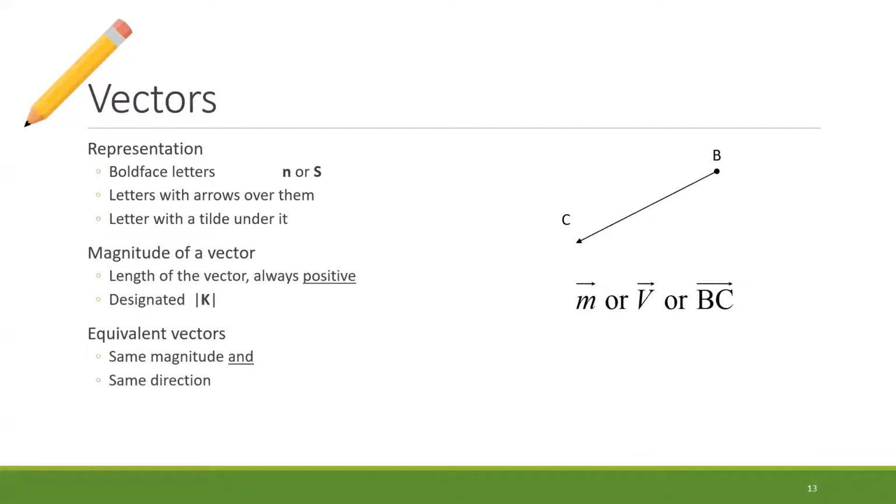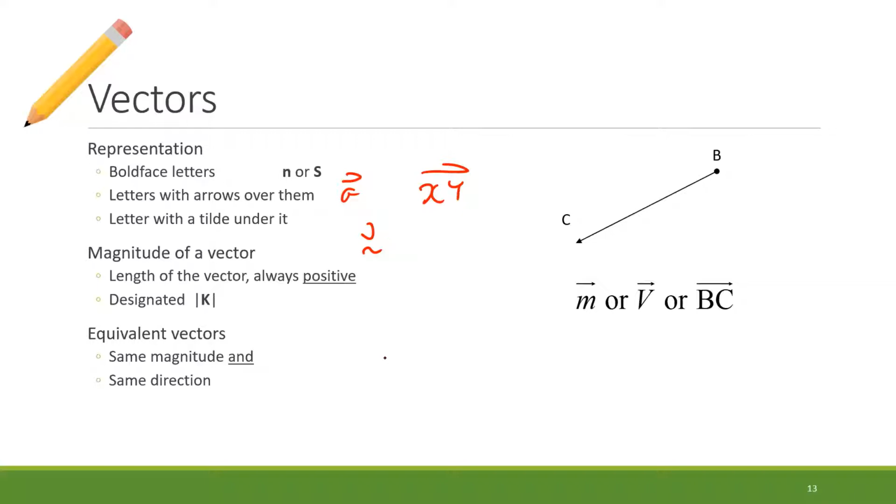We said a vector can either be symbolized with a bold letter, letters with arrows over them, like A or X, Y, whatever, or with a tilde under it, like this, like J. Lengths are always positive, and you can measure the size of something with a straight line. And last but not least, we said that equivalent vectors have the same magnitude and the same direction.